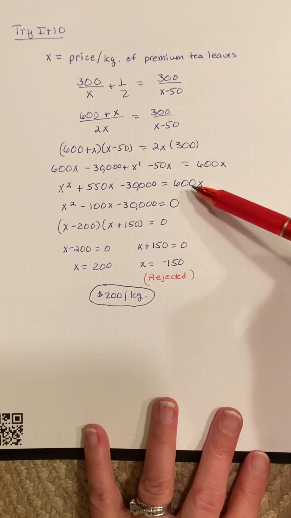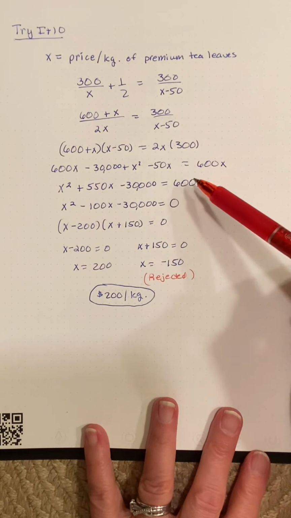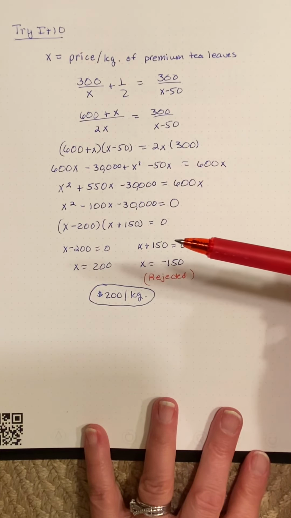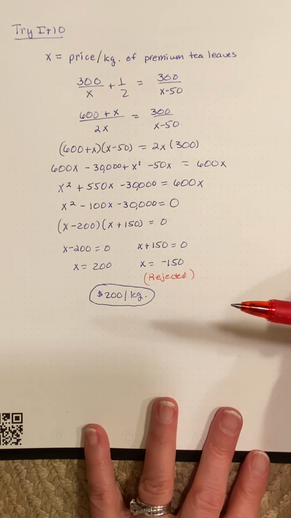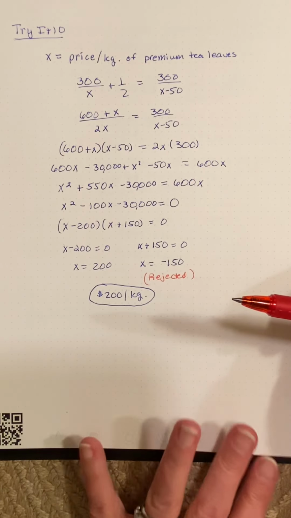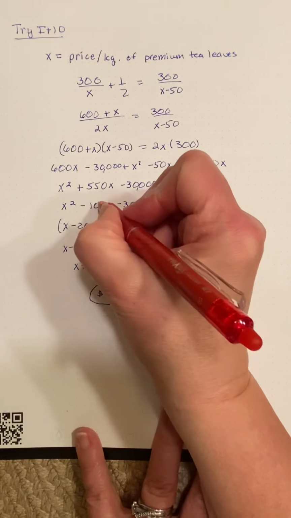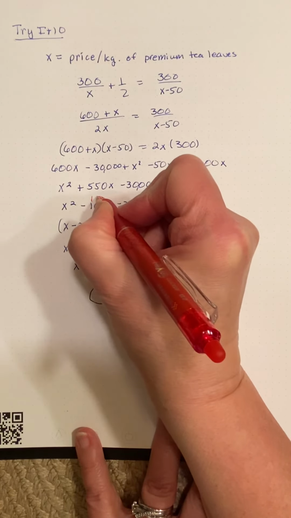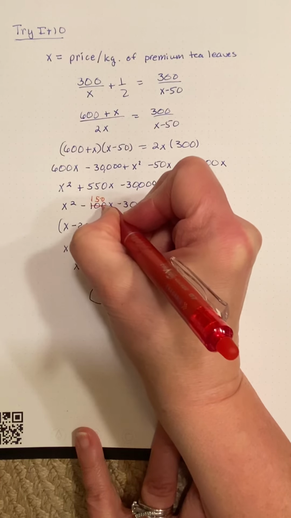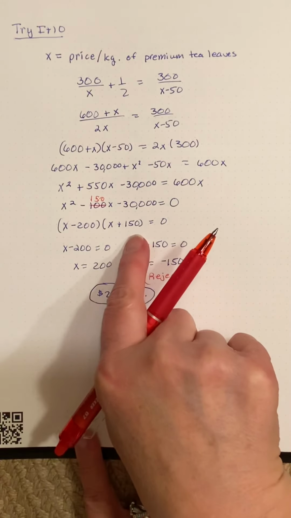Now I'm going to work to 0, so I'm going to bring this x over here. So basically when I bring that x over here, I end up with, I think that's a mistake. Yep. It is. It should be a negative 150. Okay, so x squared minus 150x minus 30,000. Funny, I have it here, but not there.